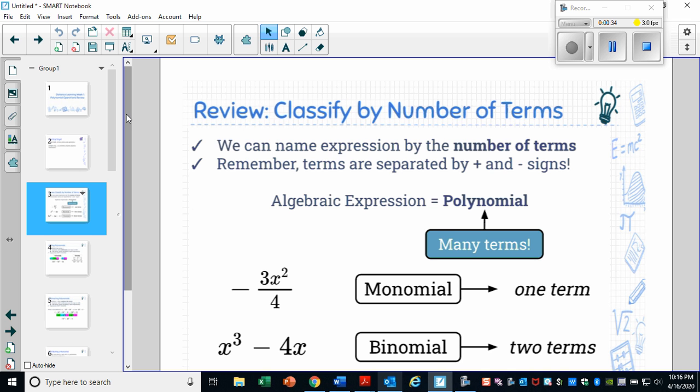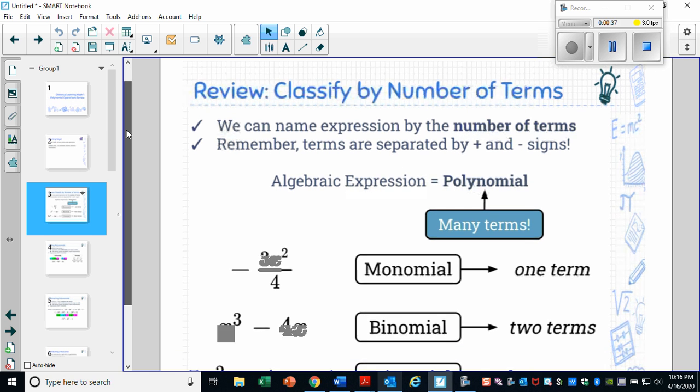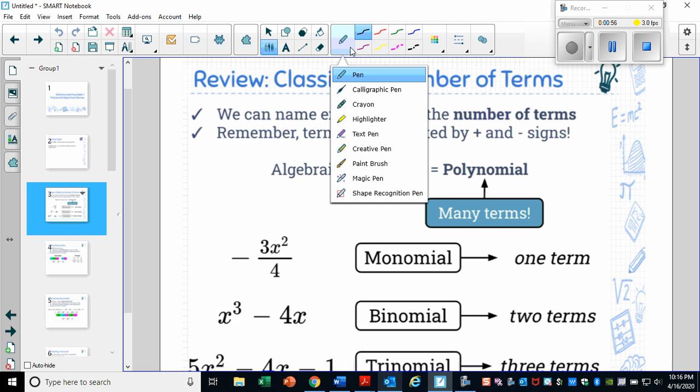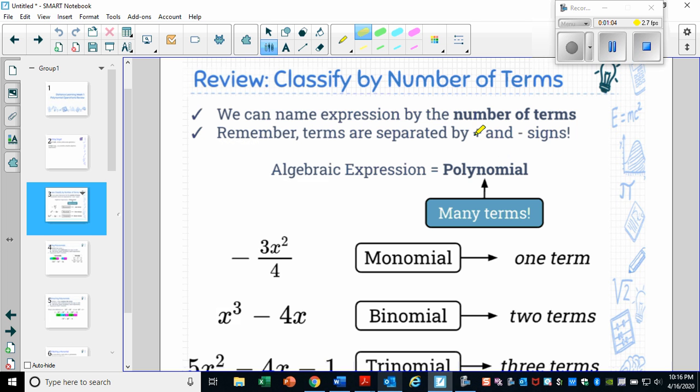Now, we did this before, but we're going to review it one more time. We're going to review how to classify a polynomial by the number of terms. So remember, we can name expressions by the number of terms. Terms are separated by positive and negative signs. And that is key, especially for the next couple of problems. So yeah, plus and minus signs. All right.